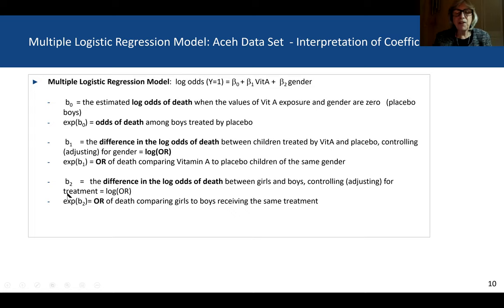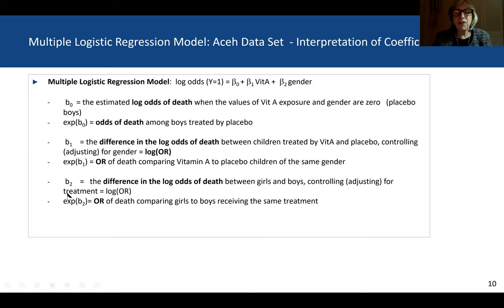Let's also look at the simple logistic regression by gender. So here we would fit the model log odds of death equals beta naught plus beta 1 times gender. We look down to see the estimated coefficient B1 for gender and the estimated intercept B0. And to answer the question, what is B1? It would be the difference in the log odds of death between the group coded 1, which is girls, and the group coded 0, which is boys. In other words, that difference in log odds is a log odds ratio of death comparing girls to boys.